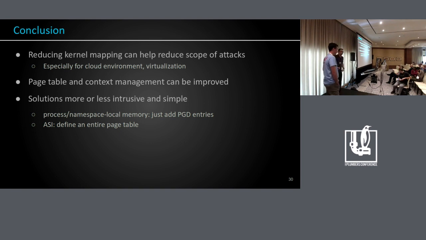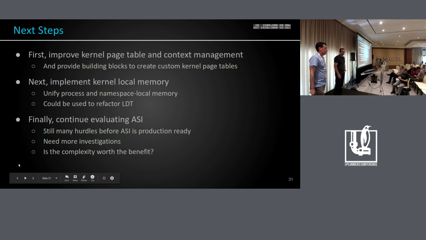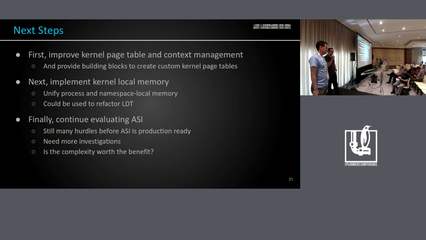So I think we can say that reducing the kernel address space mapping can help reduce the scope of some attacks, especially in cloud environments and virtualization. And what we have found out is that there's probably some way to improve how page table management and context management are done. So what we are proposing is to first go on and improve these functions, which are used for managing page tables and managing context, so that we improve what's already there. But we also provide some building blocks for the extensions we think could be useful.